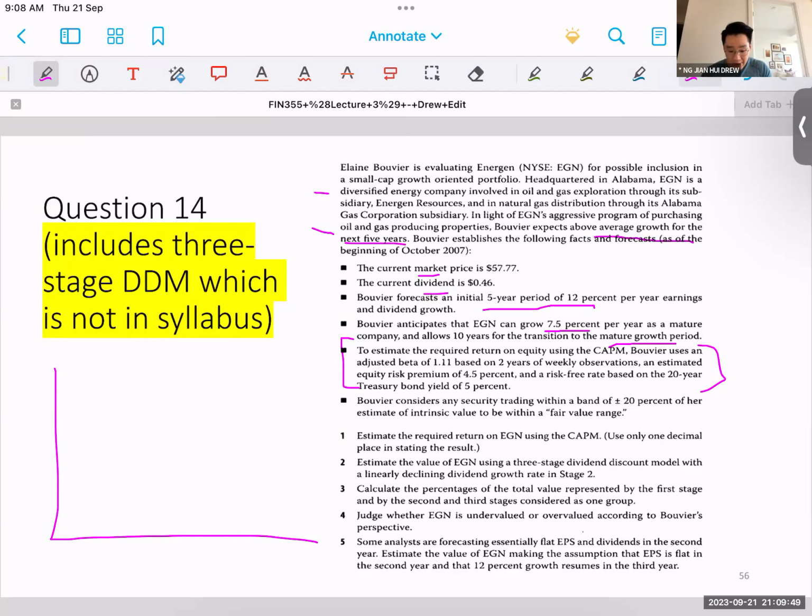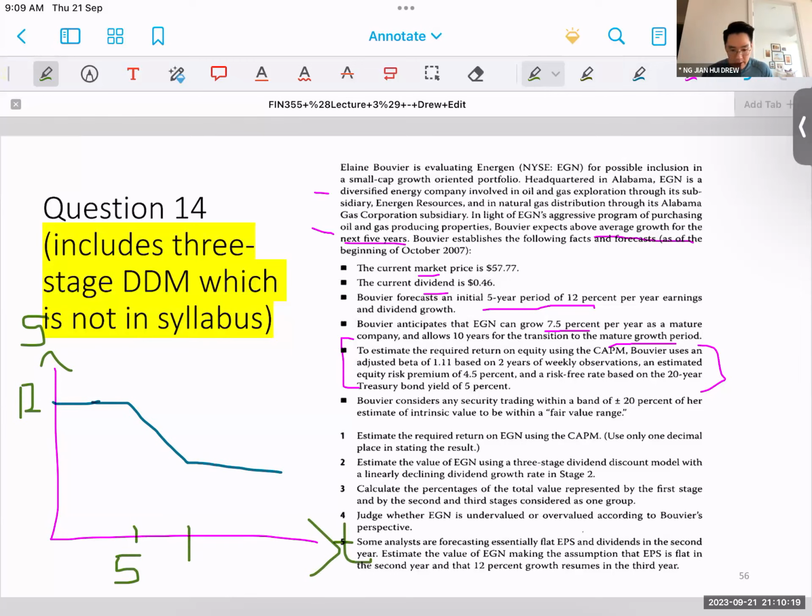For the initial 5 years, it's going to grow at 12%. Then it's going to decline, and then it's going to be flat, right? This is a 3-stage model. Now, first is at 12% for 5 years. So this is g, this is T.